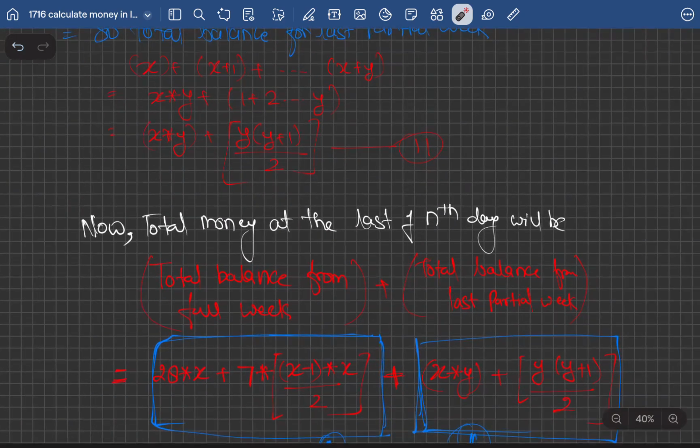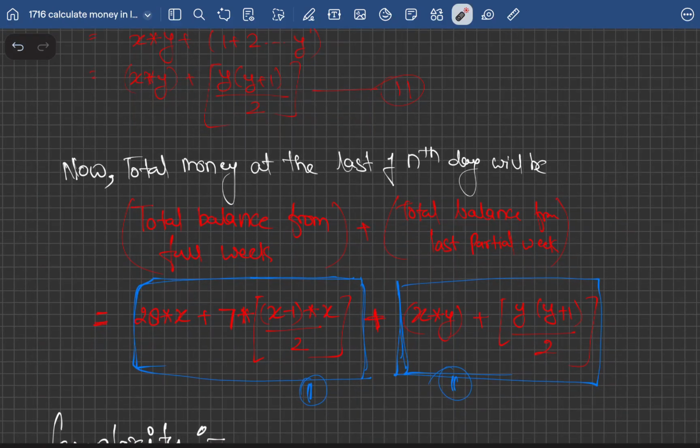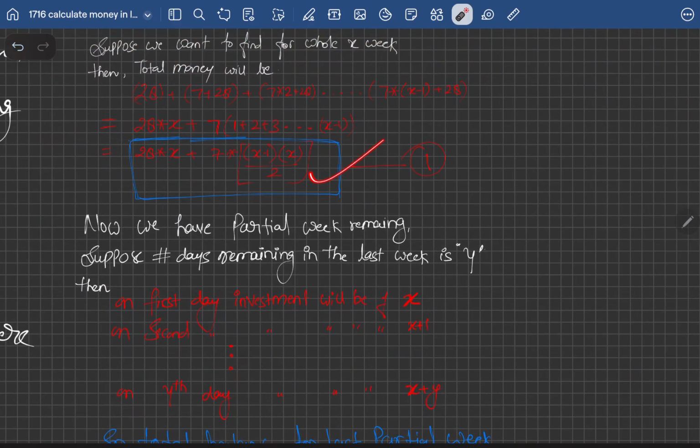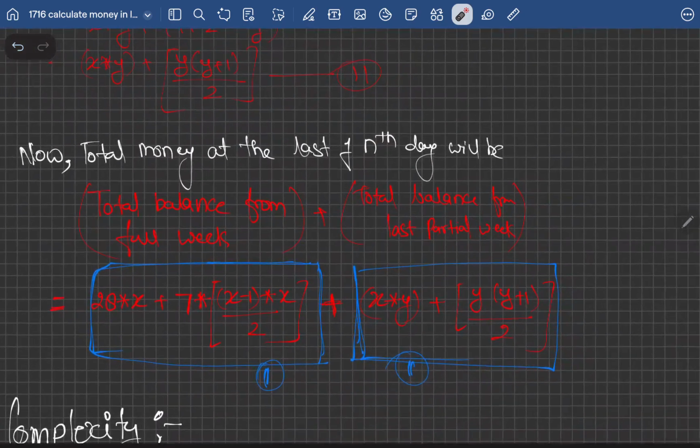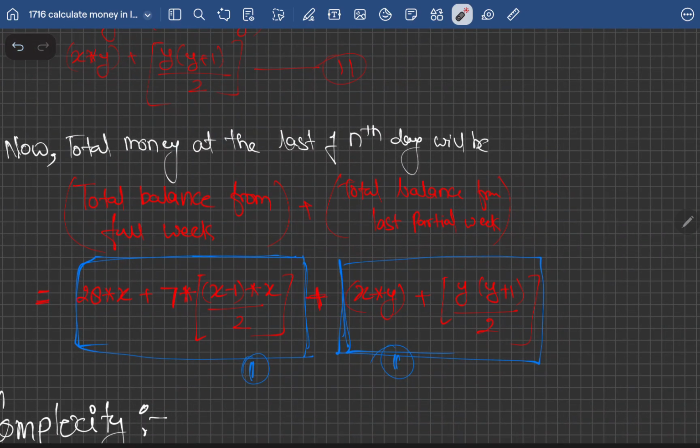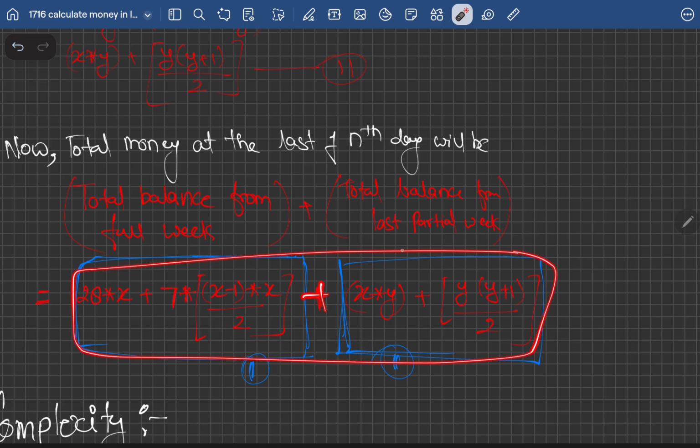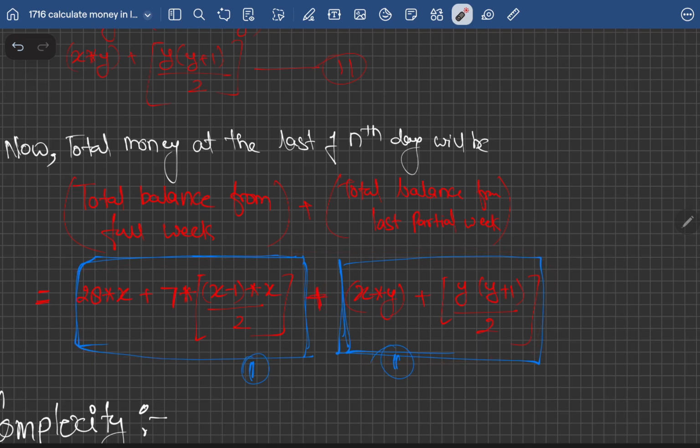Now what will my answer be? Coming to the actual question, the total money at the end of the nth day will be the total balance from the full weeks plus the total balance from the last partial week. The total balance from the full weeks we computed in the first equation, we will keep it here, and the total balance from the last partial week we have discussed, we'll put it here. Now we just sum it and return it, and it will give the answer.